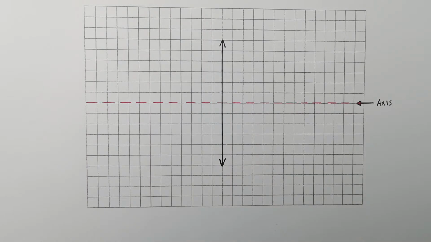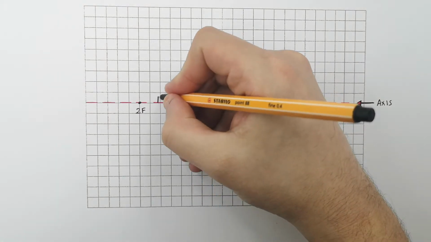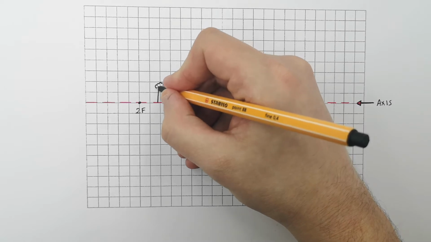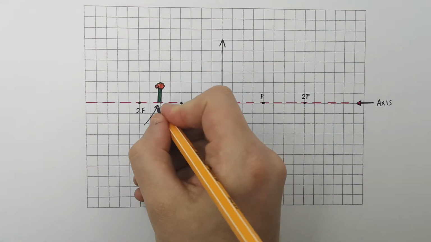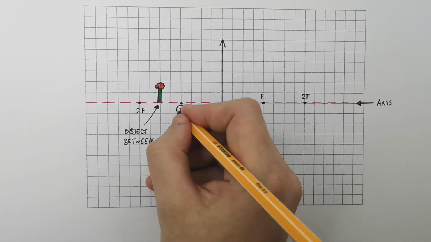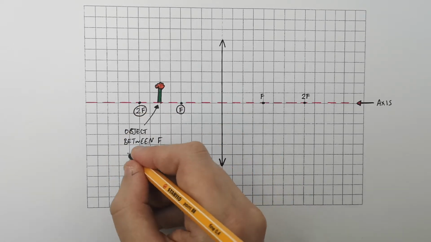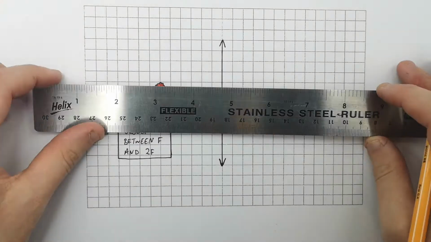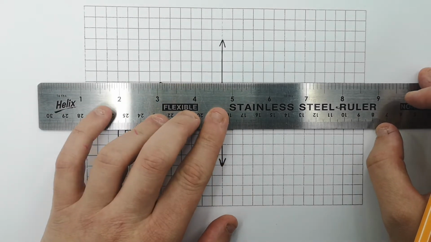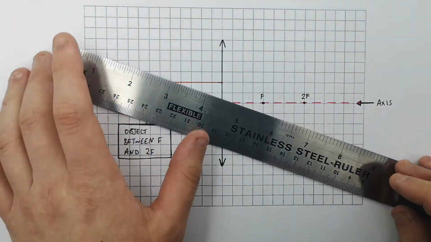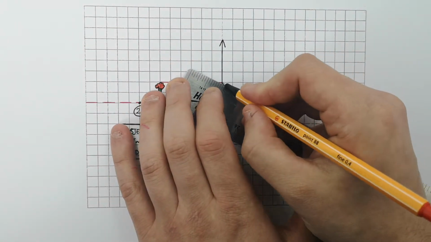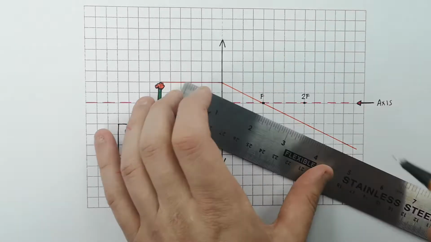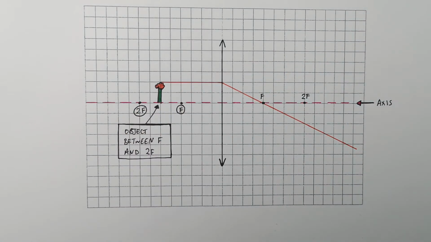This is a convex lens, and these here are the near side and far side f and 2f points. I've drawn an object between 2f and f on the near side. So from the top of the object, we draw the incident ray parallel to the axis, and it then refracts through the convex lens, through the principal focus point on the far side of the lens.